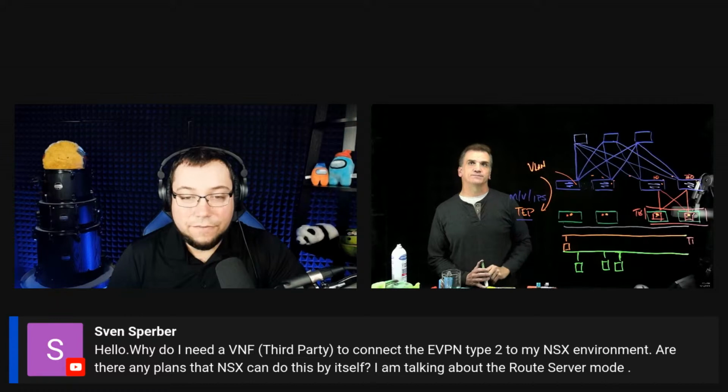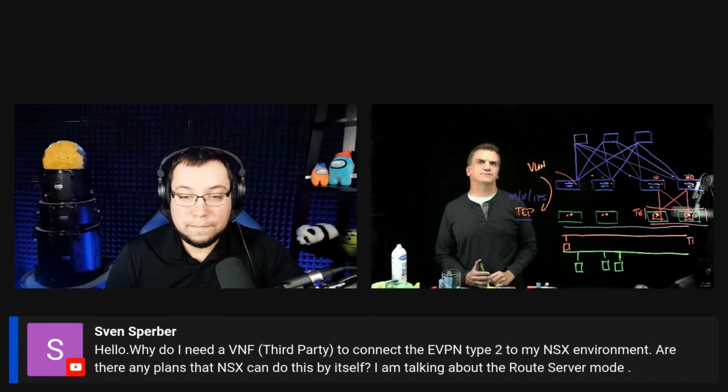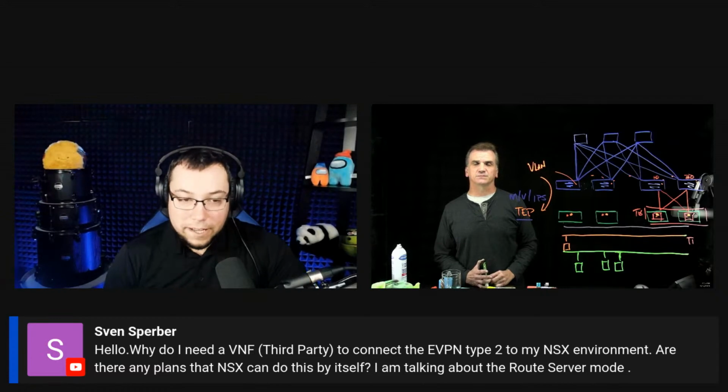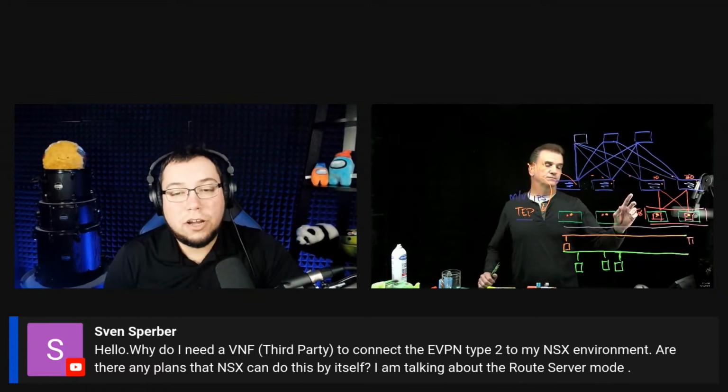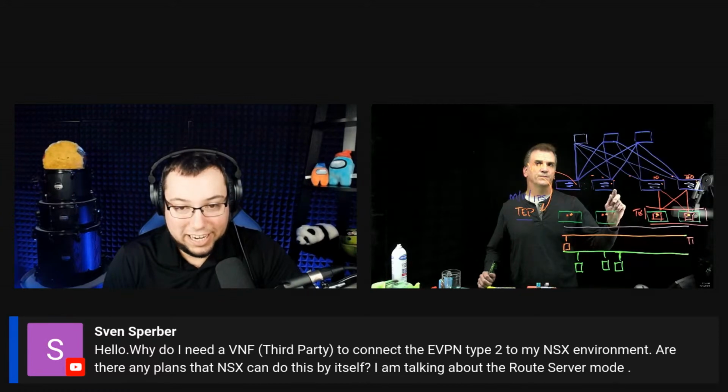We have a very interesting question. Hello, why do I need a third-party VNF to connect the EVPN Type 2 to my NSX environment? Are there any plans that NSX can do this by itself? I'm talking about the route server mode. Well, in the route server mode, I'm trying to think of where he's looking at this from a use case perspective. Probably extending the EVPN Type 2 into the NSX environment, and we're probably talking about VRFs and multi-tenancy in some way, shape, or form. This is a more advanced discussion than what we have drawn out on the board, I would definitely say.